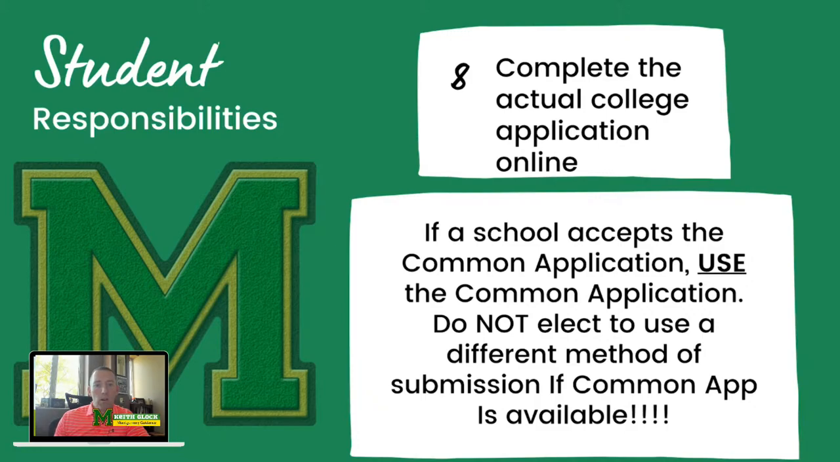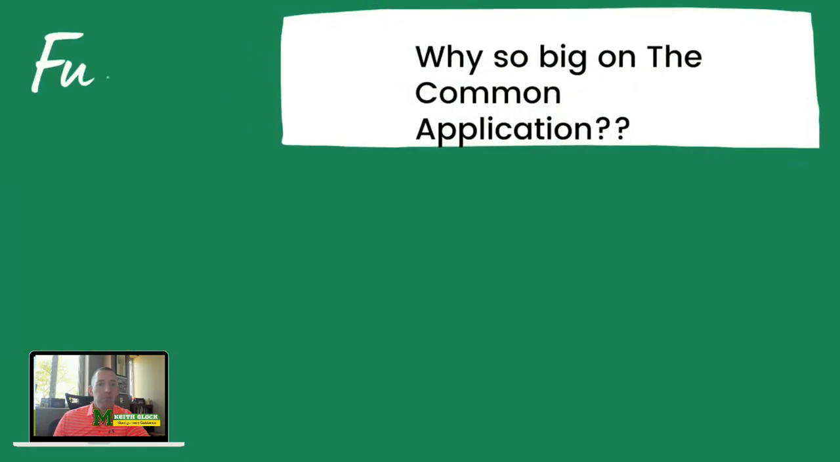But there are other applications out there, and sometimes you will have choices. You know, you can use the Common App. You can apply to an application that is directly associated with a school's website. There are other applications out there like the Coalition application. But if there is an option to use the Common Application, we really want you to use the Common Application.